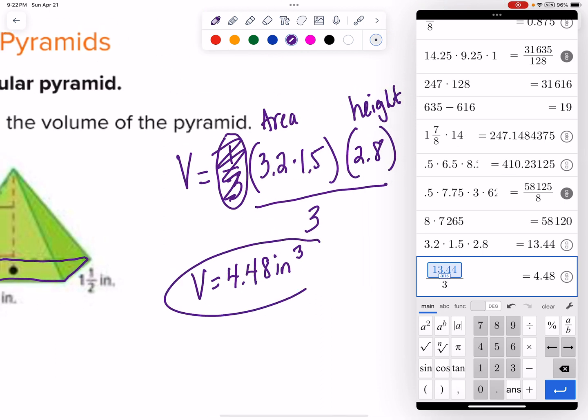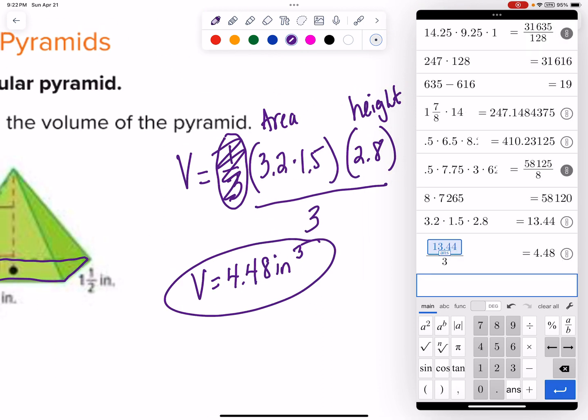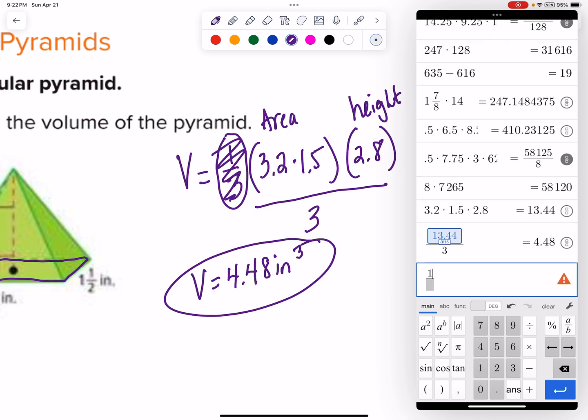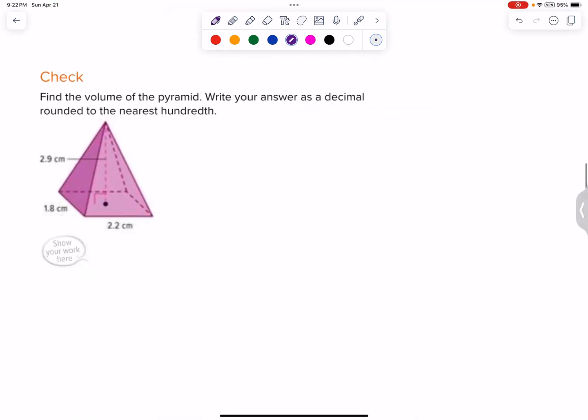Okay, so there's that. Just to show you it's the same thing, we could do fraction 1/3, and then times, in parentheses, 3.2 times 1.5, and then other parentheses, 2.8, and you get the same thing. Okay, so 2 ways of doing it, both get the same answer.